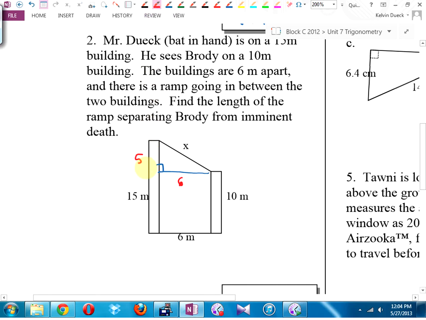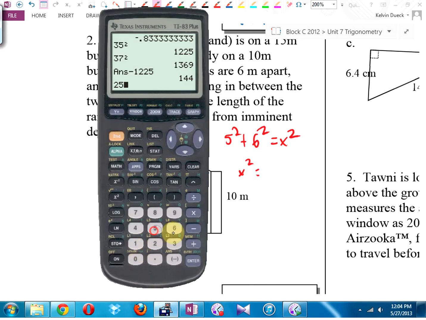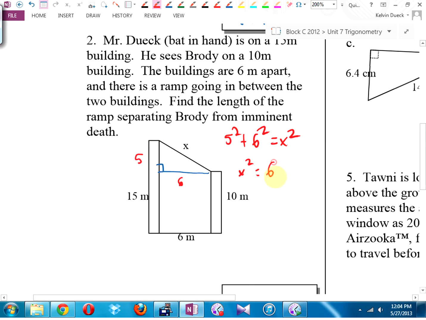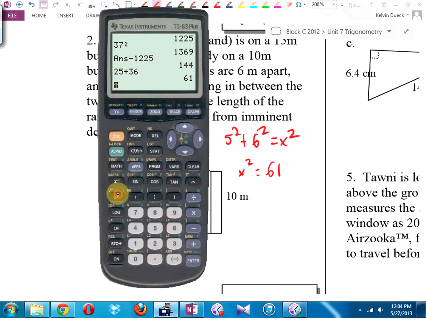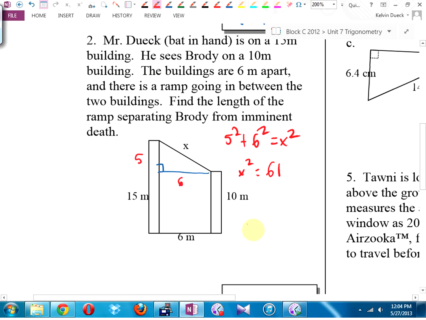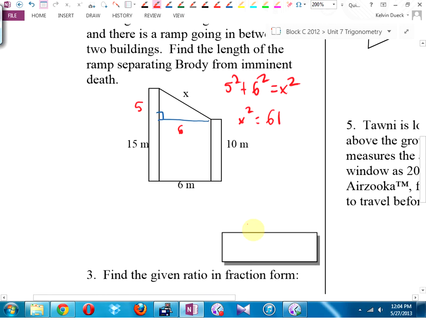Oh, it's Pythagoras again. This time it's going to be 5 squared plus 6 squared equals x squared. I'm going to get x squared equals 25 plus 36, which is 61. Square root of that is 7.8. Did I say how many decimal places to go to in the instructions? No, I'll go 7.8 meters. That's actually Math 8 review. I think you do Pythagoras way back in Math 8.